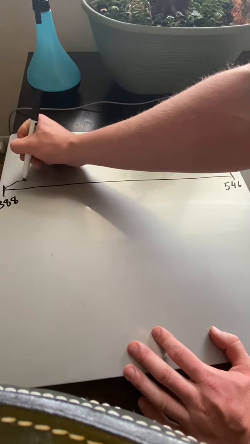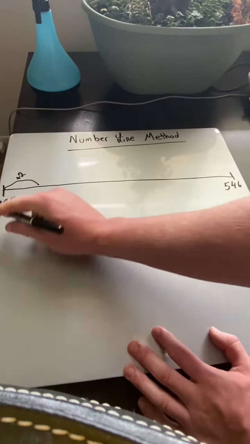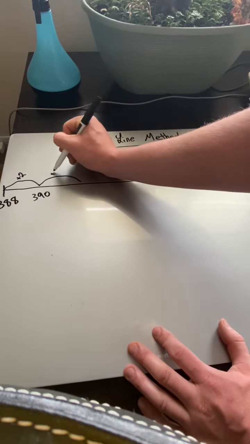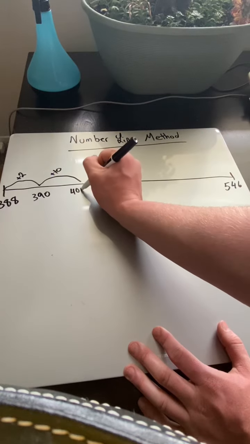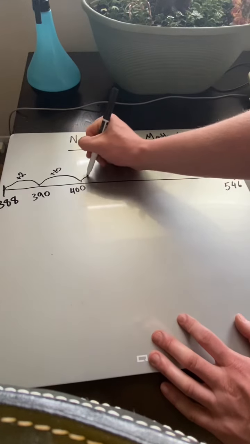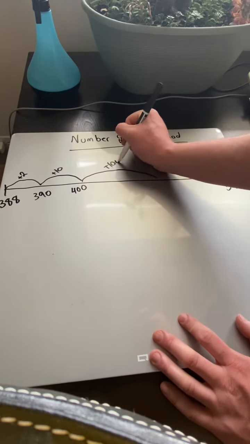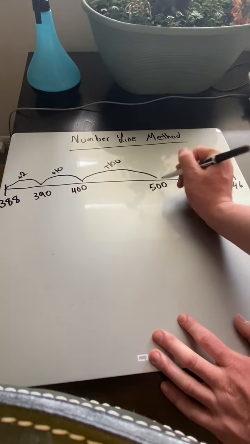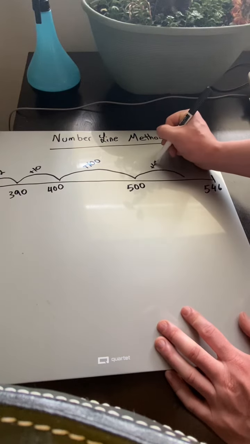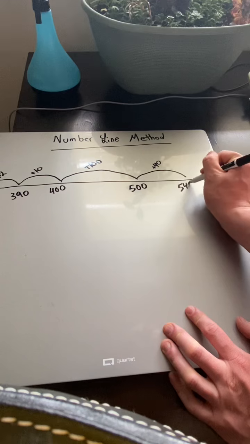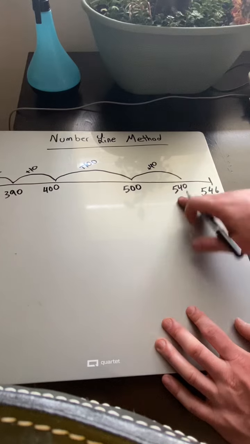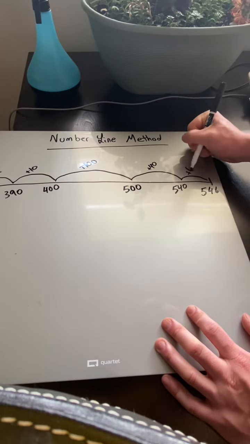So I'm going to go ahead and add 2 to 388, and we're going to get 390. One more skip to another friendly number makes 400 using 10. I still need quite a bit more to go, so I'm going to make one big jump by adding 100, making 500. Still got a little bit left to go. Let's try adding 40, making 540. And now I can see the difference. 546 minus 540, all I need is 6 more.